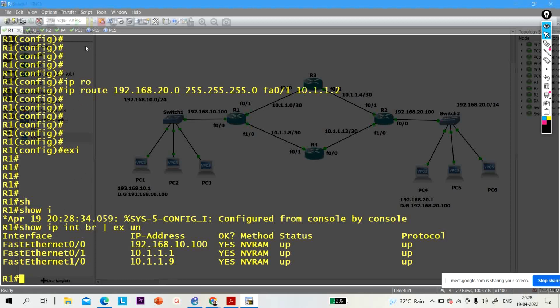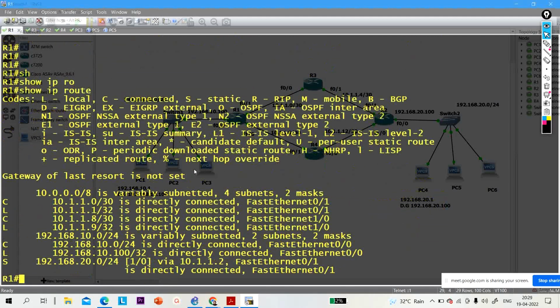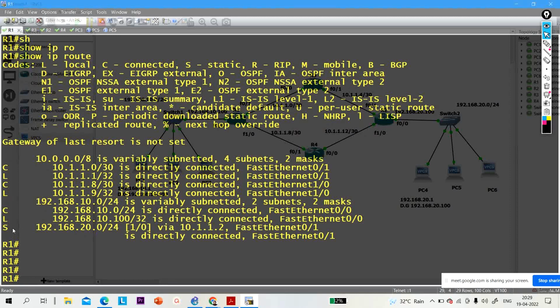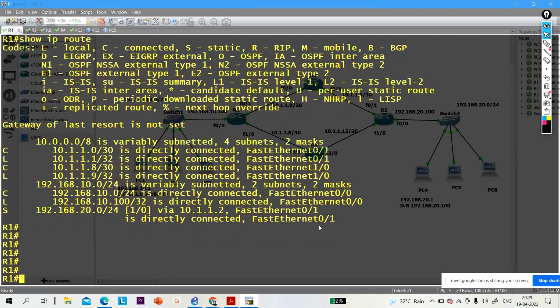On all interfaces I have configured an IP address. And I have injected one route in the routing table of R3. So in show IP route, you can see a static route, S, 192.168.20.0/24 via 10.2, and the exit interface is FastEthernet 0/1. Fine.